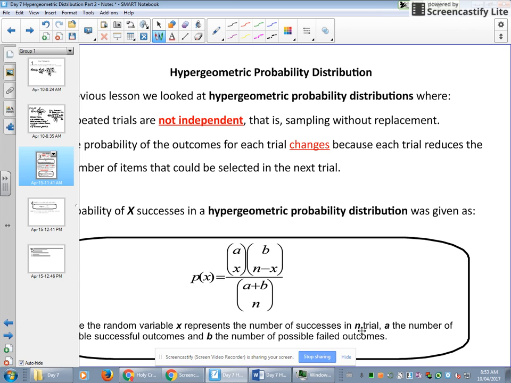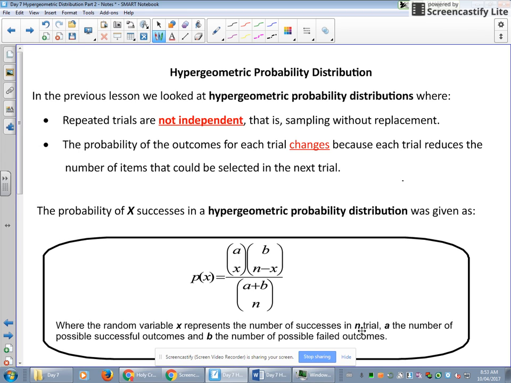We're looking at hypergeometric probability. And are there some blank notes in your sheet? Probably the things that are highlighted in red.